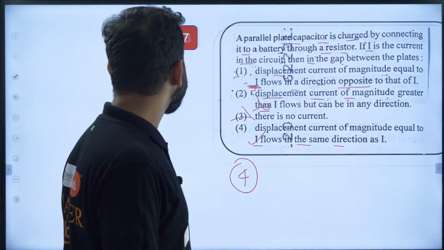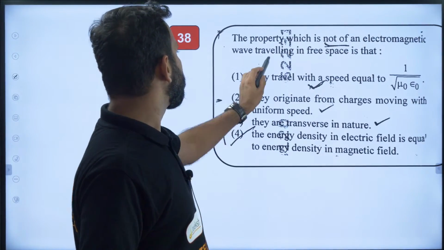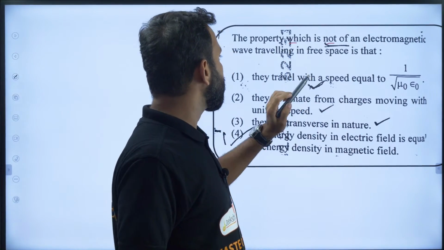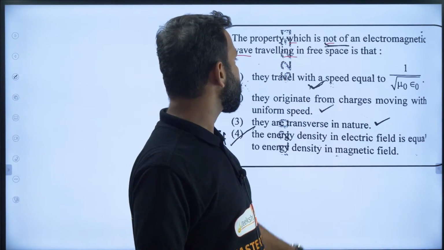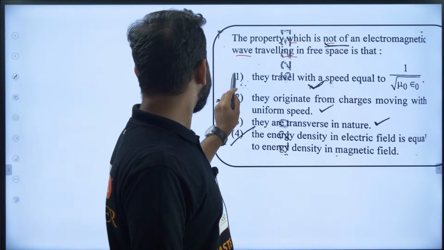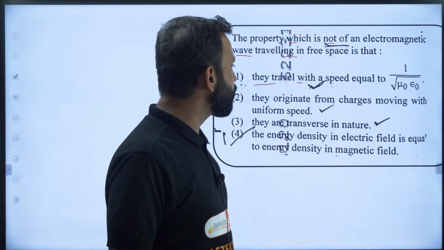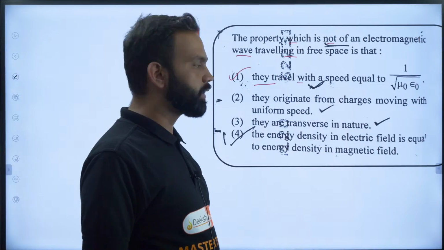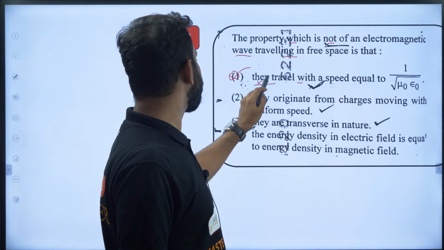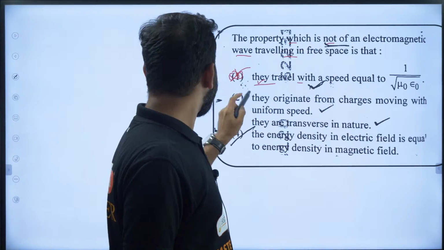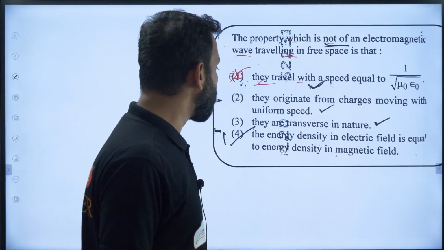Question number 38. The property which is not of an electromagnetic wave traveling in free space is? The first option, they travel with the speed equal to 1 by root of mu naught epsilon naught, this one is correct. So the first option is wrong, because the statement in the first option is correct.